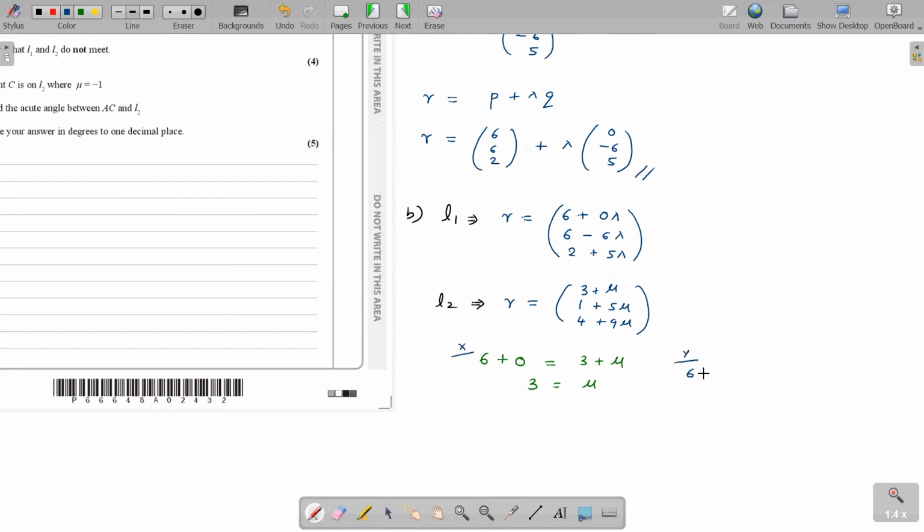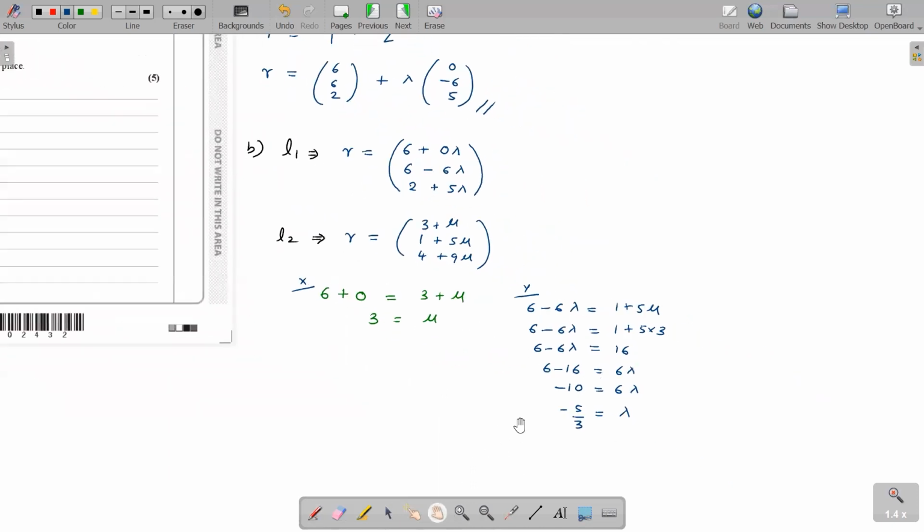When you equate y, we get 6 minus 6 lambda equal 1 plus 5 mu. So we have found mu value as 3. So 15 plus 1 is 16. 6 minus 6 lambda is 16. 6 minus 16 is 6 lambda. Is that correct? Minus 10 equals 6 lambda. And then what do we get here? Lambda is minus 5 over 3. We get lambda is minus 5 over 3 from the next equation.